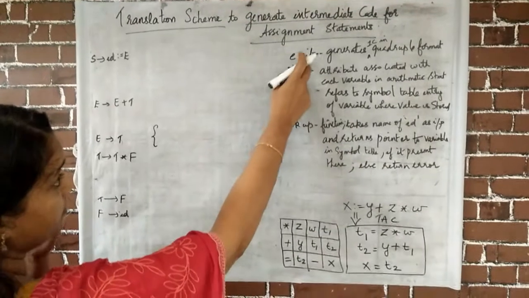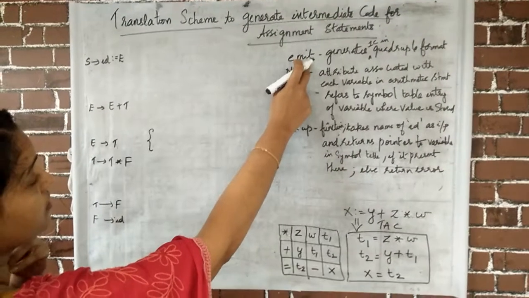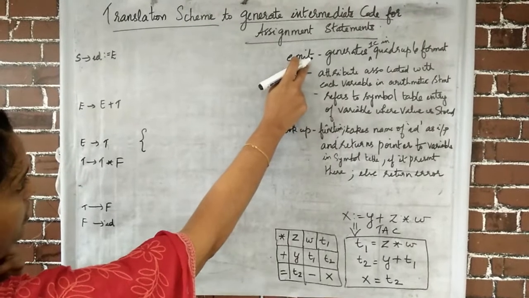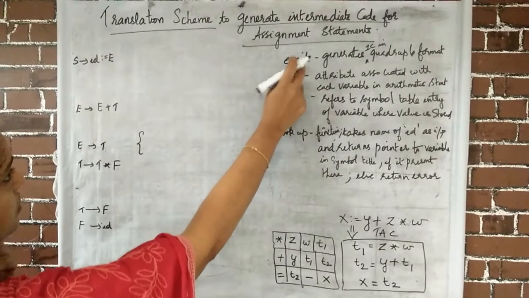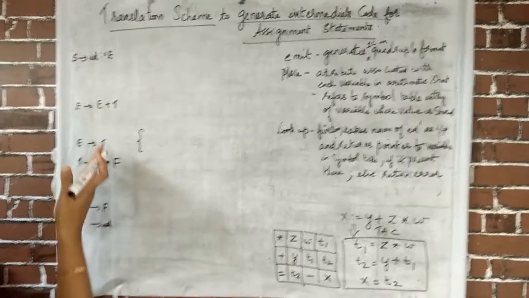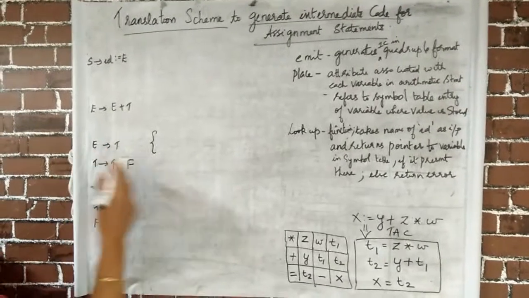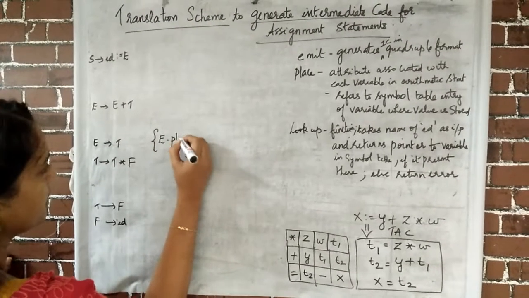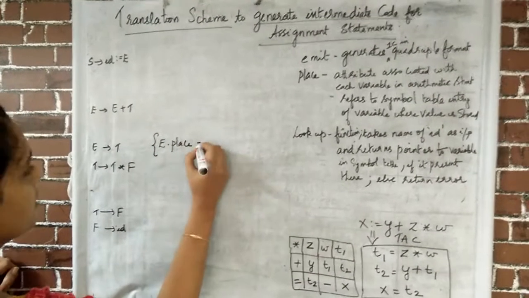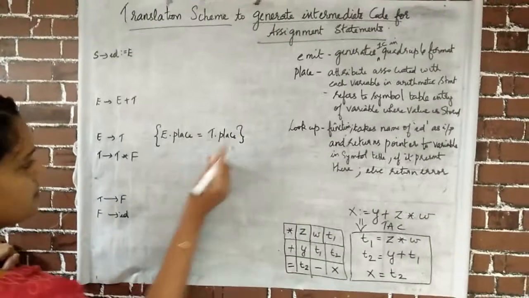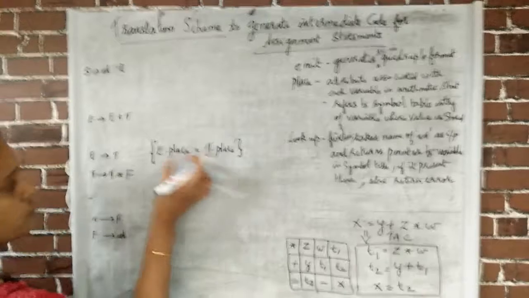We'll use this emit function only for statements involving operators. Okay, if there is an operator present, then we'll have to emit a quadruple. So here there are no operators involved. We are just migrating the value of e to t. That means we have an attribute place, e dot place, which has to be given whatever is in t dot place. We are just migrating the value of t to e.